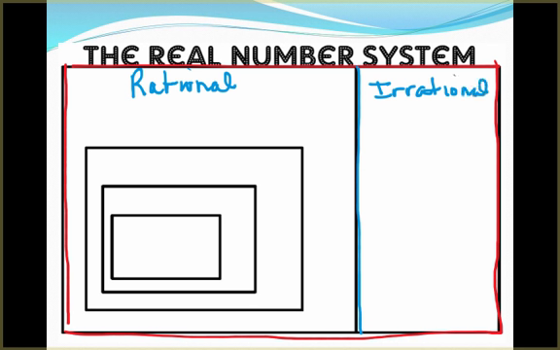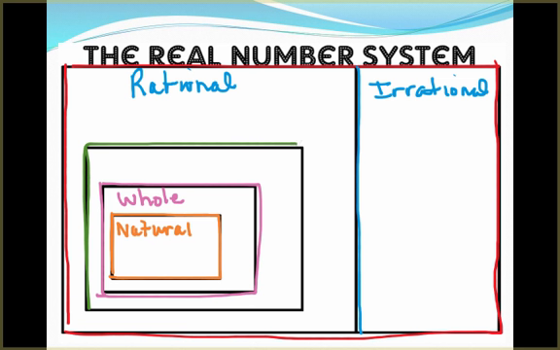The rationals are then broken up into smaller sections, and I'm actually going to start and work my way from the inside out. So, the innermost rectangle here is called the naturals, or the natural numbers or counting numbers. Our next rectangle is called the whole numbers. And then the last rectangle inside of our rational numbers here is called the integers.